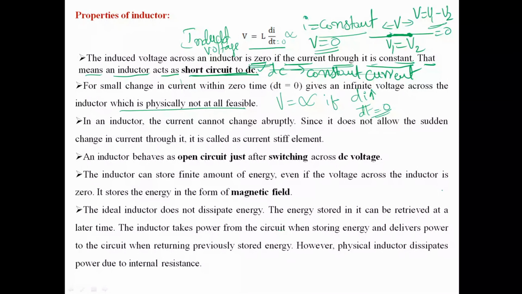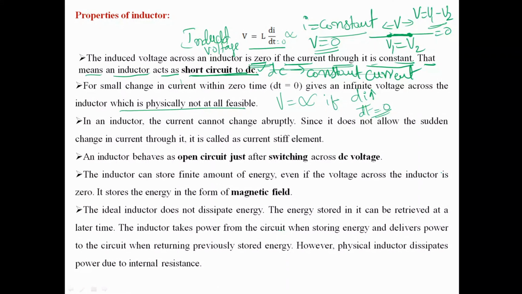The energy stored in an inductor is E is equal to half Li square. That means L is a constant, and if I is also a constant current, it stores a finite amount of energy, even if the voltage across the inductor is zero. So it stores the energy in the form of a magnetic field. The ideal inductor does not dissipate energy, and the energy stored in it can be retrieved at a later time. It cannot dissipate it, but that energy will be retrieved back to the circuit after some time. Therefore the inductor takes power from the circuit when storing energy and delivers power to the circuit when returning previously stored energy. However, a physical inductor dissipates power due to internal resistance.